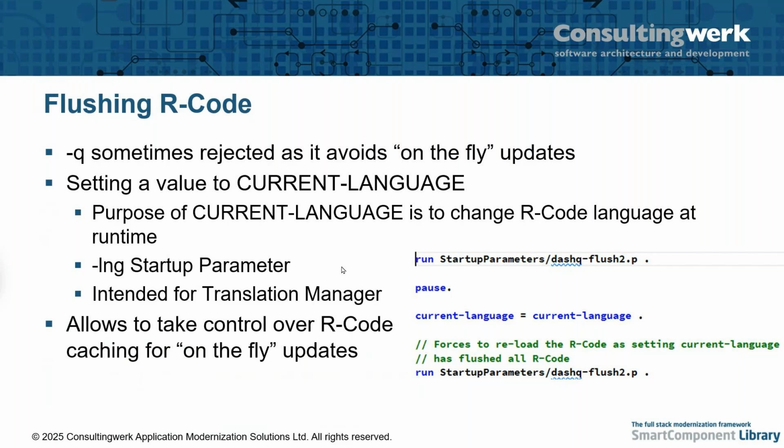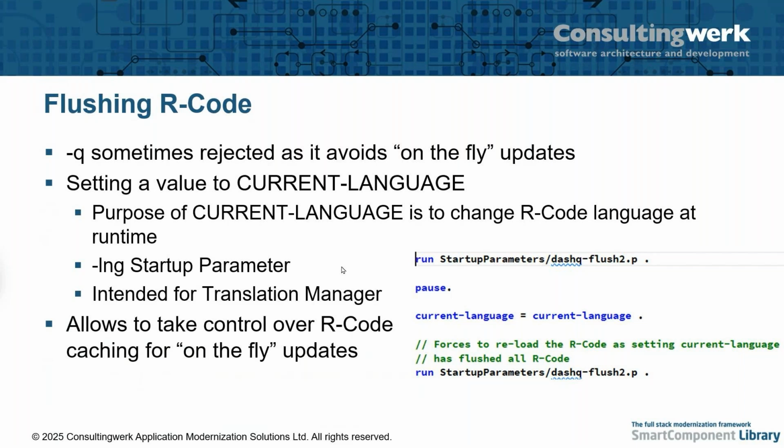There's a way, and I don't know whether it's really officially documented, to flush the cache behind -q, and that is by assigning a value to the current language property setting. Current language is used to change the R code language. That's part of the Translation Manager. Translation Manager is still well supported in OpenEdge 12.8. The one piece of Translation Manager which is not there anymore is a visual translation bit.